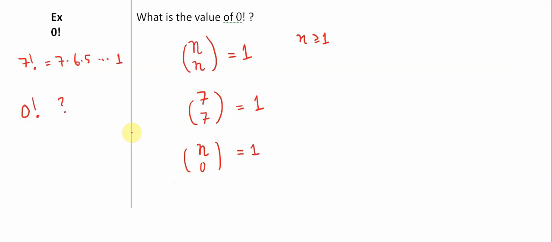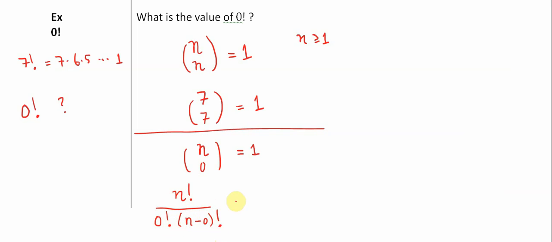Let me draw a line here. And let's expand that. What does n choose 0 actually mean? Well, the definition of combination is n factorial divided by r factorial, in this case 0 factorial, times n minus r factorial. So if I expand it, this is what I get.